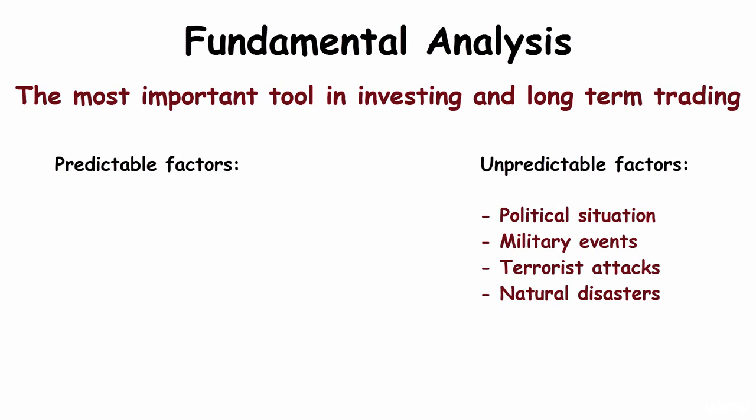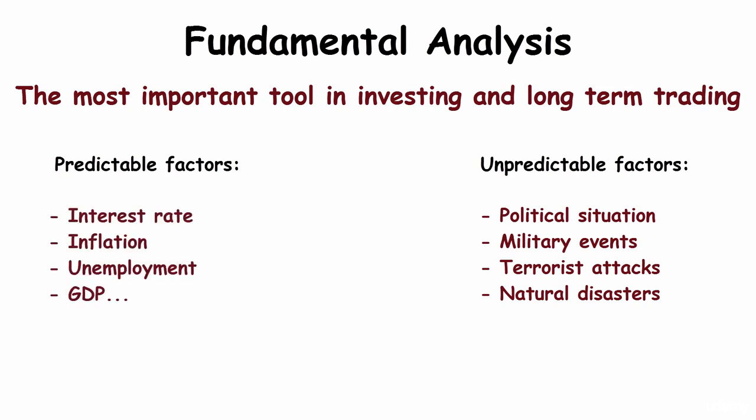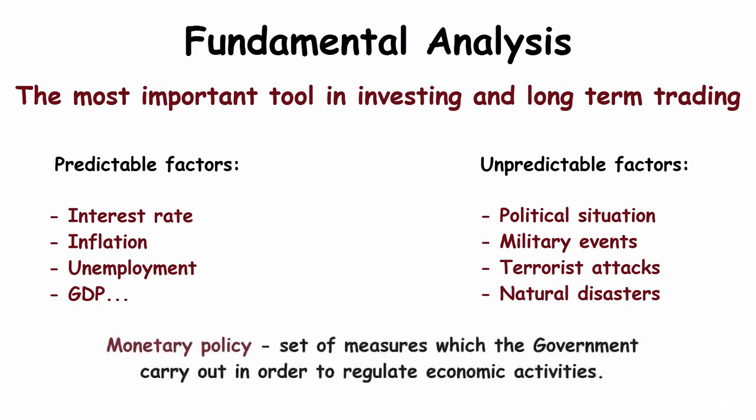Predictable factors include information that is published regularly during the day and whose schedule is known in advance. This group of news includes information such as statements on monetary policy, information about interest rates, data related to inflation, unemployment, etc. The most powerful influence of predictable factors on the market comes from the monetary policy that central banks carry out in order to regulate economic activities.